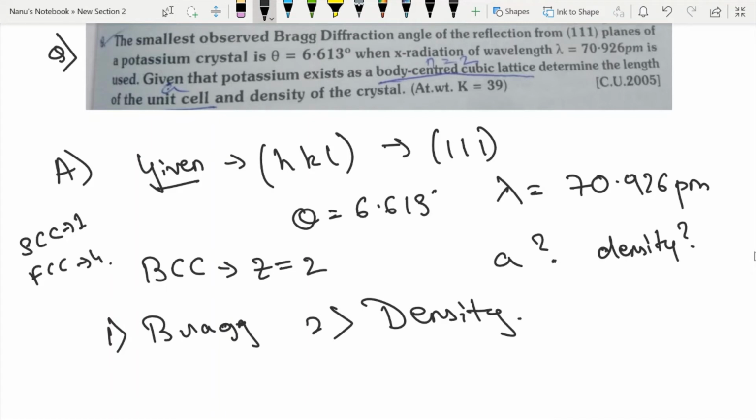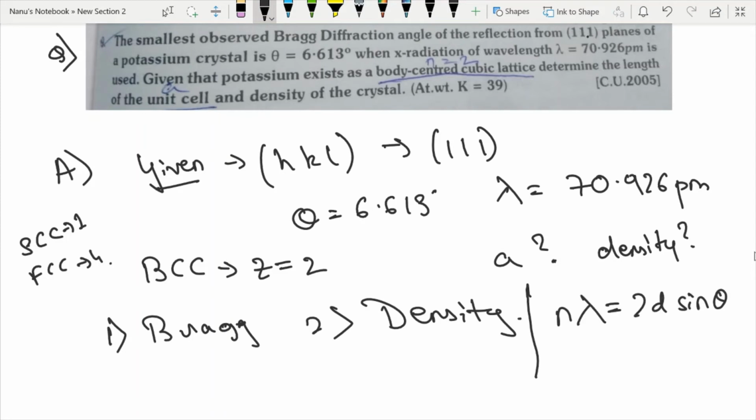So let us read the question again. Smallest observed Bragg diffraction angle of reflection from 111 HKL of a potassium crystal is theta when X-ray radiation of wavelength lambda is used. Okay, till now, because how can we read 2 sentences and understand what's going on? Let us read 1 sentence and understand what's going on. What is the Bragg reflection formula? n lambda = 2d sin theta.